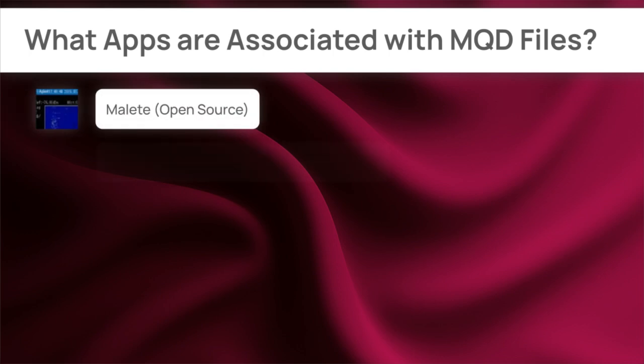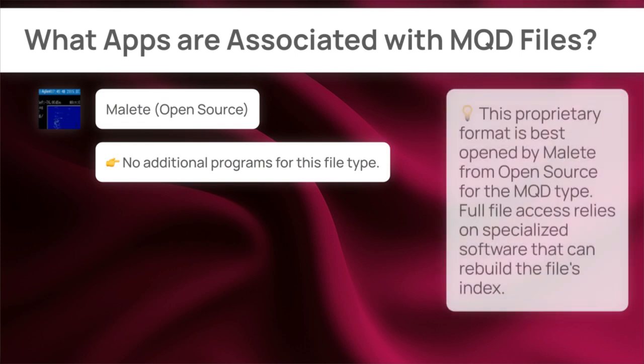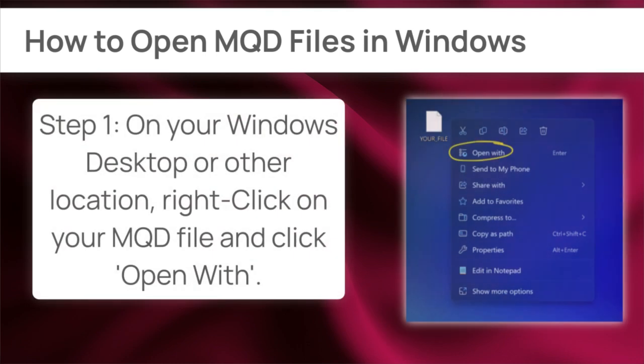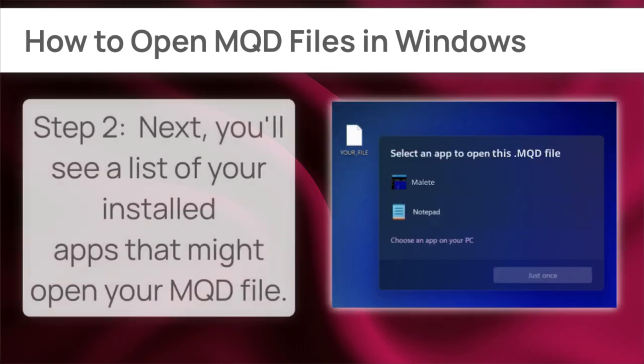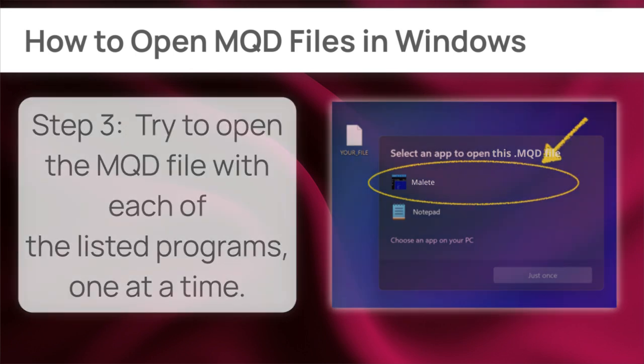The specialized program designed to handle MQD is Malete by open source. Full file access relies on specialized software that can rebuild the file's index. Windows gives only high-level attributes, so deeper inspection depends on database software. The solution usually starts here. Right-click the MQD file and select Open With. Try Malete as your first attempt. If you don't see it, choose another application. Keep testing until the file cooperates.